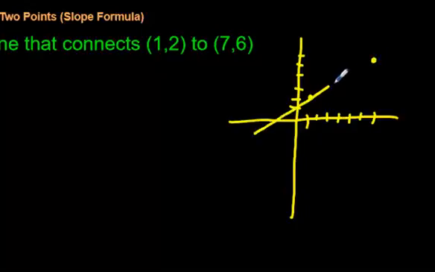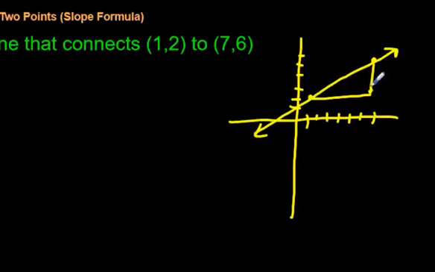If we wanted to, we wouldn't need the formula that I'm about to show you if you could just graph this and figure out the rise and the run. Here's the rise, here's the run, and then you would know the slope. But we're going to do this without the need to graph right now. We're going to use a formula.